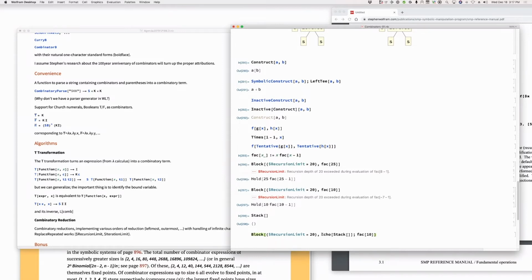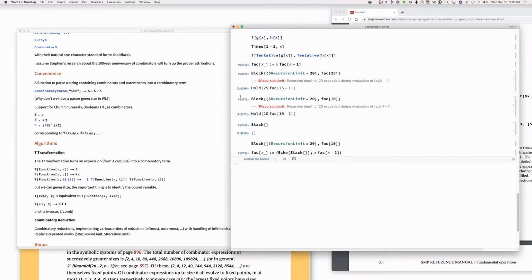No, that's not where I want to put it. What I want to do is put it in the definition of FAC here. I want to put an echo. I want to say echo stack; semicolon that. Let's see just how horrifying this ends up being.